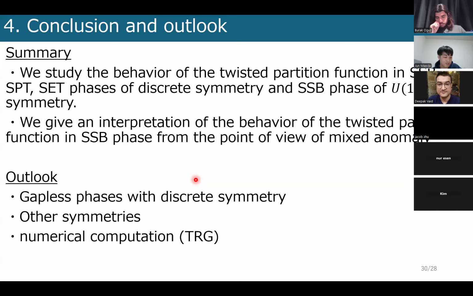And this is a method to detect the SSB phase, SPT phase, or such kinds of phases; we can diagnose phases by the twisted partition function. So it is interesting to apply this method to numerical computation. And actually, we are working on this, and maybe it will appear this month or next month. This is the end of my talk. Thank you for your attention.